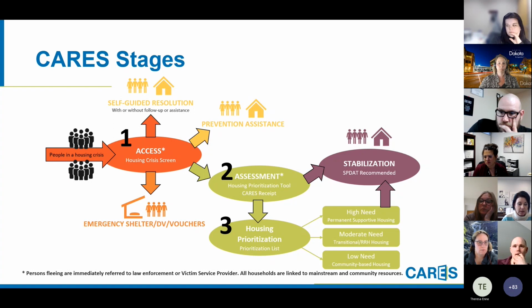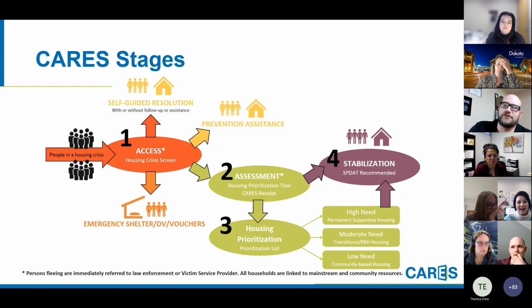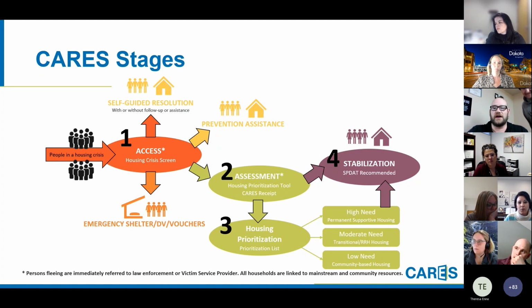The third stage is housing prioritization, and that's used to fill homeless dedicated programs as rapidly and appropriately as possible, assuring that households with current greatest needs are housed first. Those with the high need are going to be referred more to permanent supportive housing. Those with a moderate need are going to be that transitional housing or rapid rehousing. And then those with the low need are going to be more of the mainstream and prevention type resources.